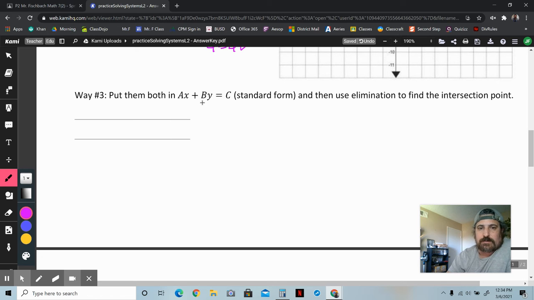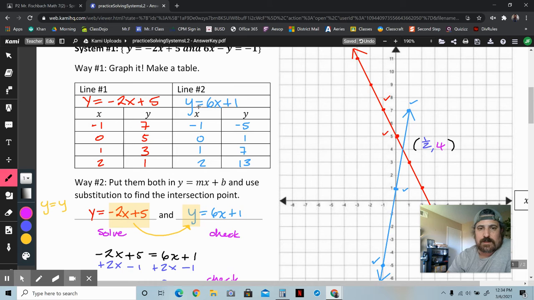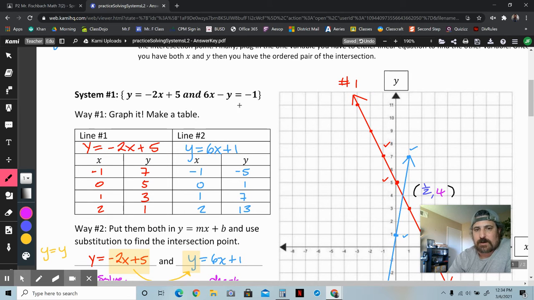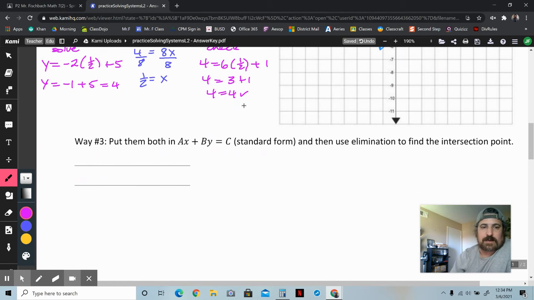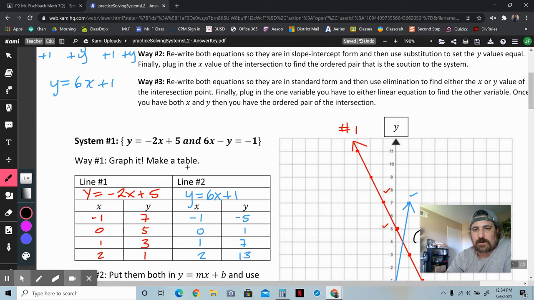Now, in order to do the elimination method, you want both of the lines in standard form, okay? Now, we have one of the lines in standard form up here, right? 6x minus y equals -1. That's line number 2. So I'm going to write that in first. So line number 2 here is going to be 6x minus y is equal to -1. Did I copy that correctly? 6x minus y is equal to -1.